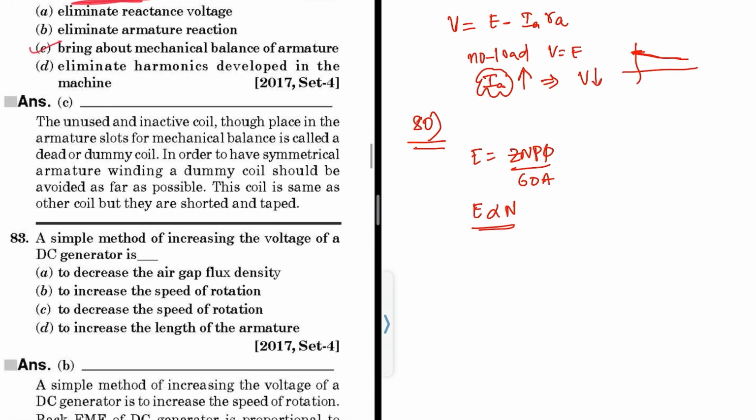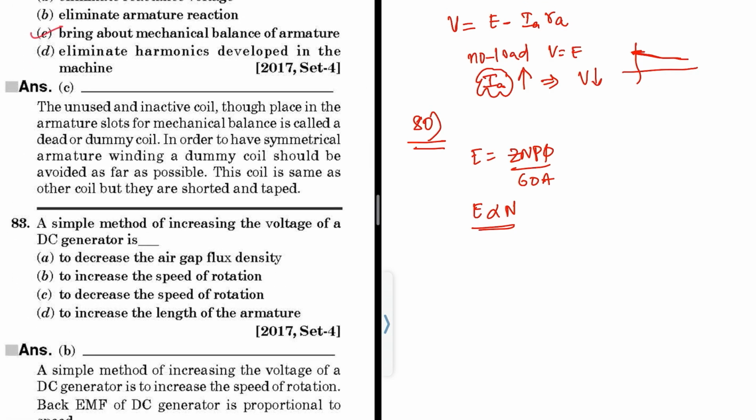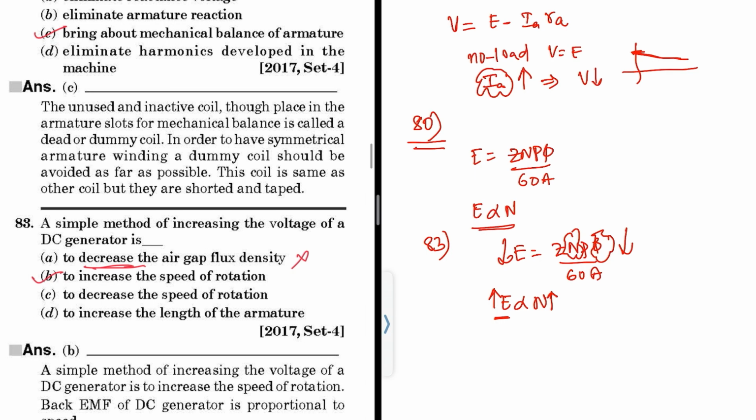Next one, the simple method of increasing the voltage of the DC generator. For a general DC generator, E equal to Z N P phi by 60 A. So E is proportional to speed, right? If you increase the speed, you can increase the E. So in order to increase the voltage, we can increase the speed of the rotation. If you decrease the air gap flux density, E will reduce. So this is not the right answer. So answer will be B.